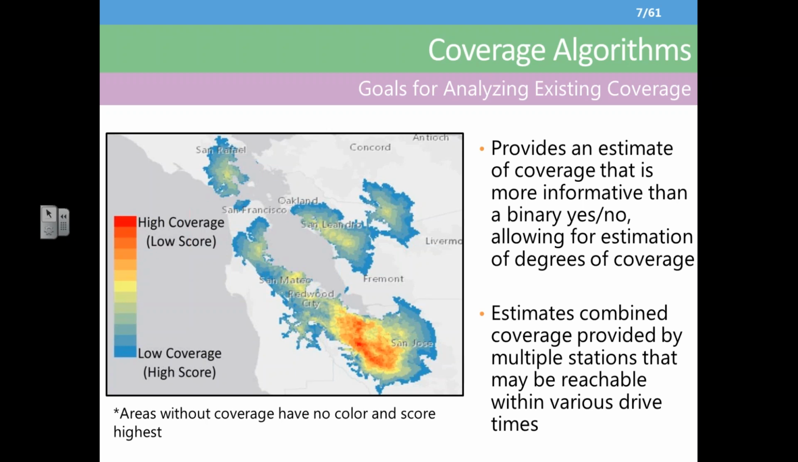Whereas if you go out to Livermore, there's literally no coverage. We assume that 15 minutes is the extent of convenience for drivers. But if you're in San Mateo, you have a lower degree of coverage because there's only 1 or 2 stations in that region, or at least there were as of the time of this analysis.